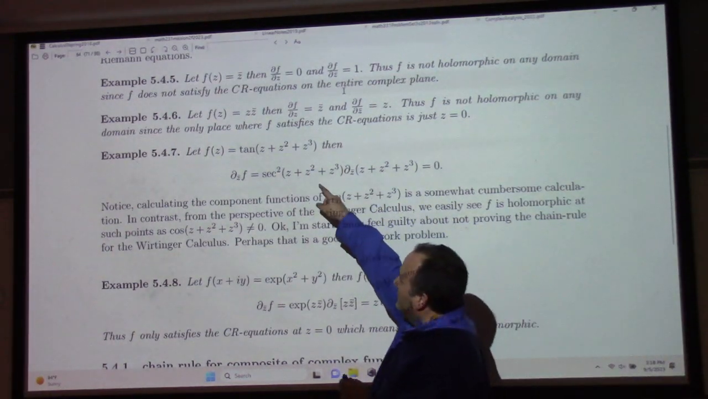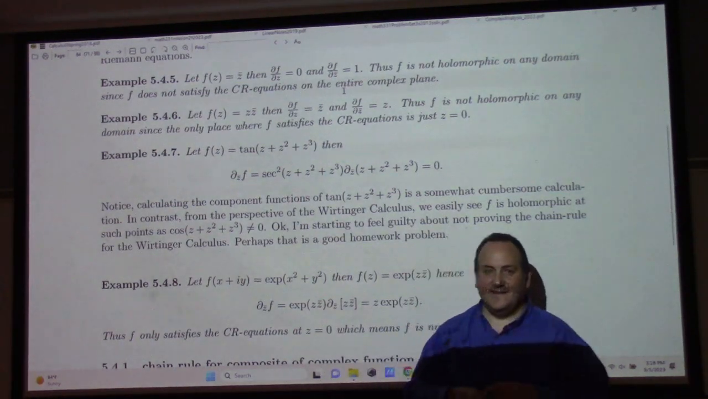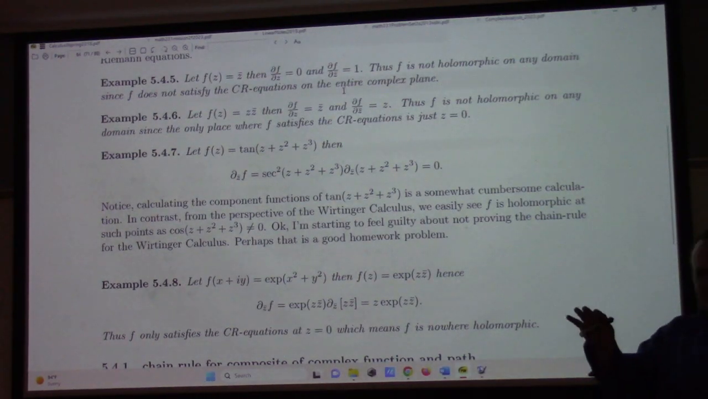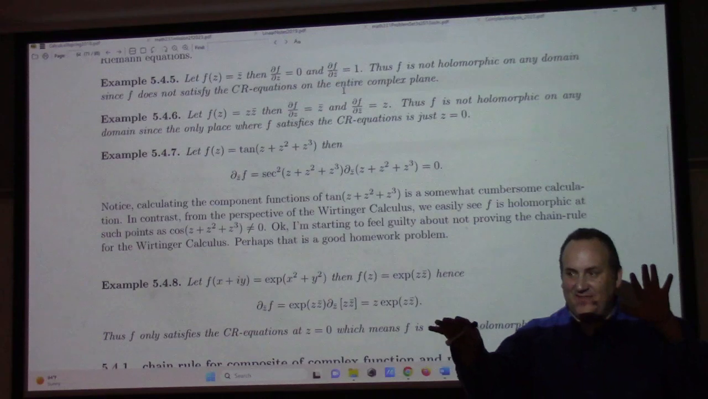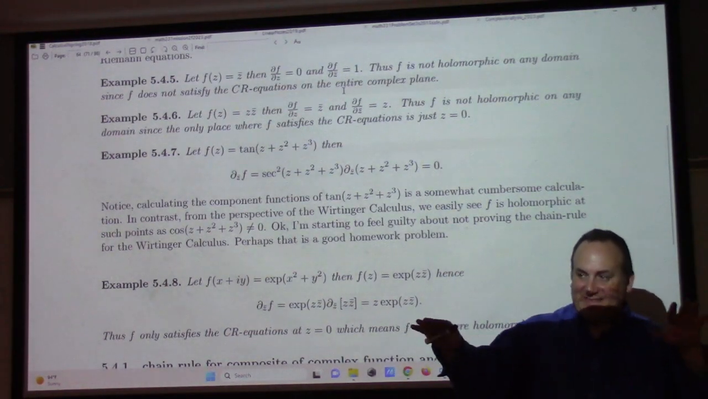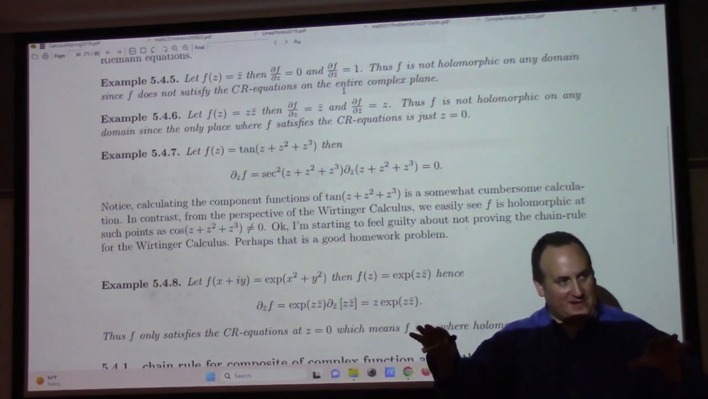Suppose you want to show that tangent of (z plus z squared plus z cubed) is complex differentiable. So first of all, let's not even talk about the limiting approach, right? Definitely not. No, sir. How about the Cauchy-Riemann approach? We'd have to calculate the component functions, right? The u and the v. We'd have to show that u_x is equal to v_y and that v_x is equal to minus u_y. Like, whoa, that would be dastardly here, right?